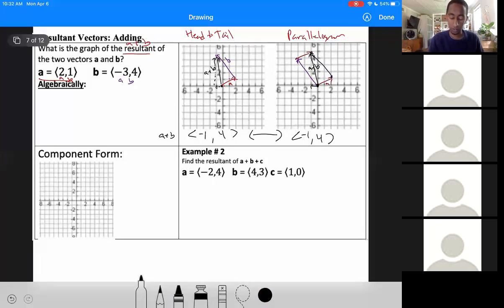Now, algebraically, which is kind of the simpler way, you could just add them. So if you're doing a plus b, you literally would add a plus b. So this is a, and this is a. If you add 2 plus -3, it gives you -1, right? And this is 1, and this is 4. If you add 1, I did something wrong.